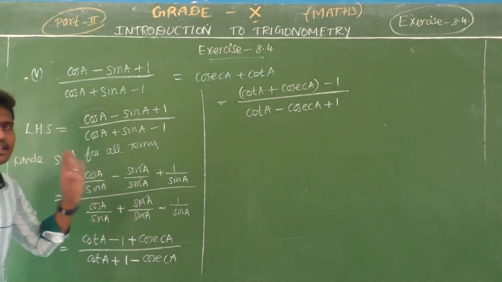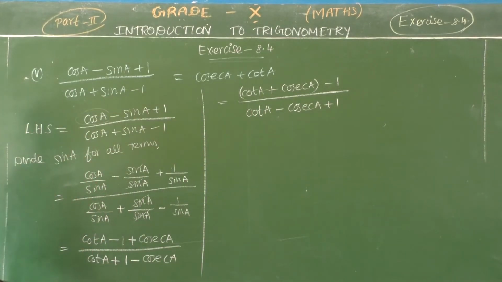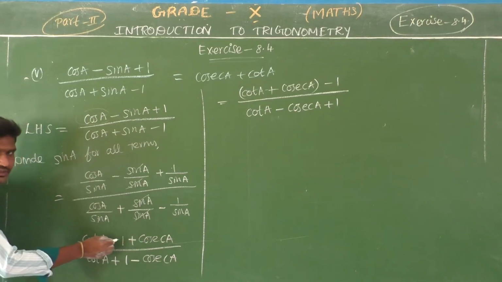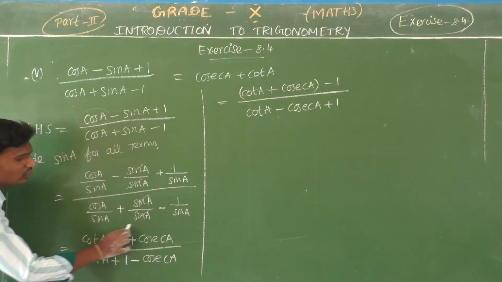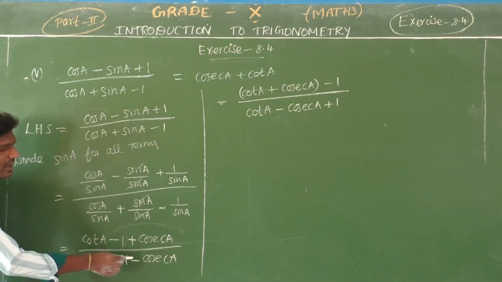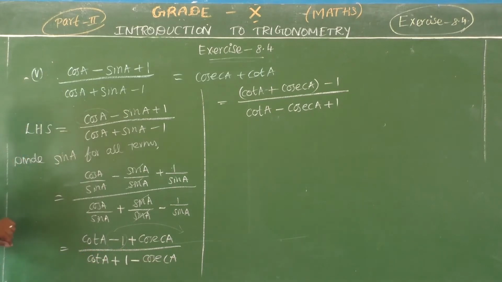See students, listen carefully all of you, this is a different pattern of question, because we divided by sin A for all terms. Now see cot A plus cosecant A minus 1. This minus 1 only I am going to take at last, and in the denominator you don't want to do anything, you just have to arrange the terms and write. So arrange the terms: first cot A minus cosecant A plus 1.